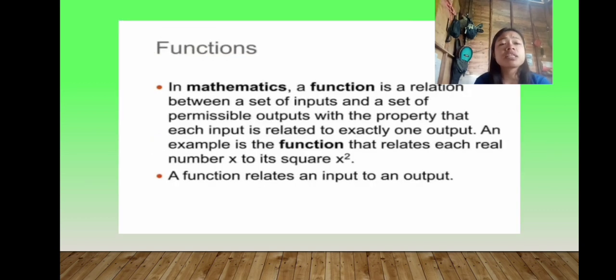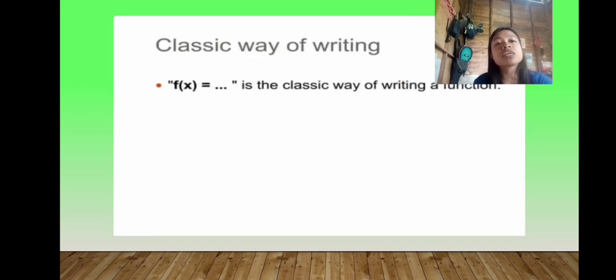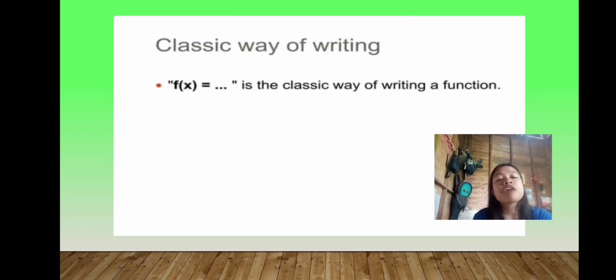Functions. In mathematics, a function is a relation between a set of inputs and a set of permissible outputs with the property that each input is related to exactly one output. An example is the function that relates each real number x to its square, x squared. A function relates an input to an output. f(x) = ... is the classic way of writing a function.